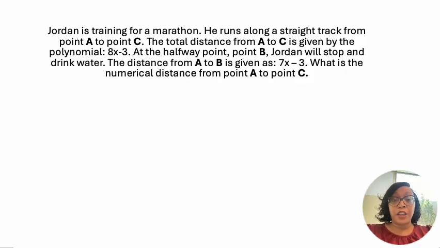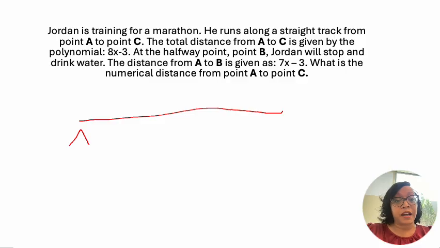So I recommend that you sketch out the problem. I'll start by just sketching a line segment, and it doesn't have to be perfect. He is starting at point A. He's going to travel to point C, but the halfway point is at point B. So we know that the distance from A to B is given as 7x minus 3, so I'm going to put 7x minus 3 in between A and B.